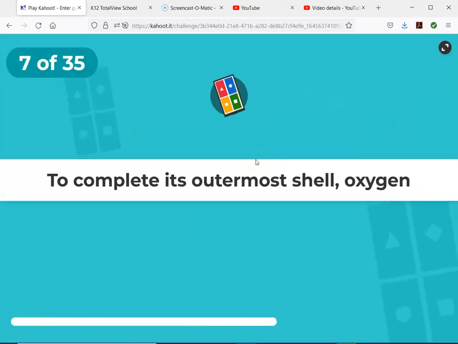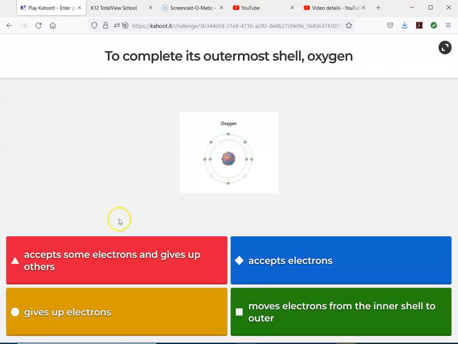Number 7, to complete its outermost shell, oxygen will accept some electrons and give up others, accepts electrons, gives up electrons, or moves electrons from the inner shell to the outer shell. Well, we've never discussed that. We have never once talked about moving electrons from one shell to another, so that's probably not the answer. We can see that oxygen has 1, 2, 3, 4, 5, 6 valence electrons. It could use 2 more to reach 8 and be most stable.